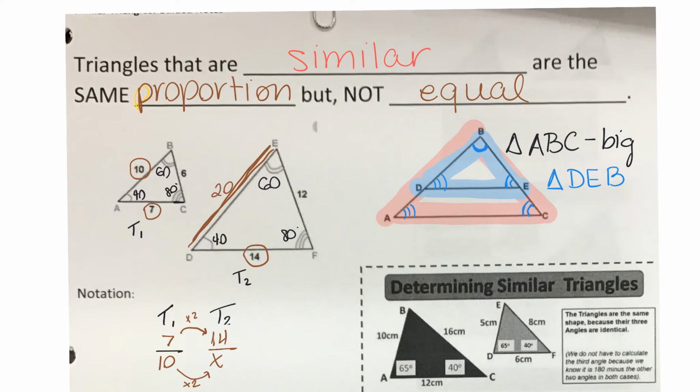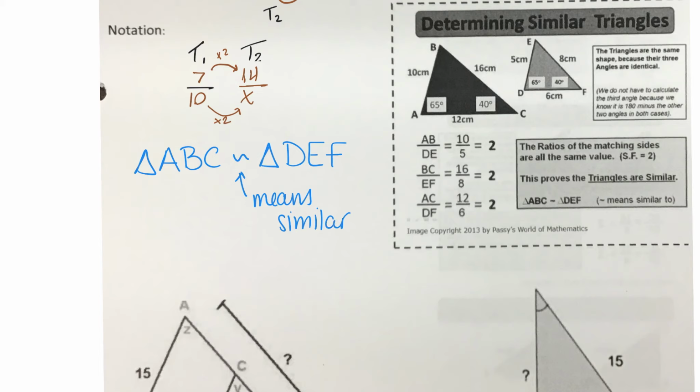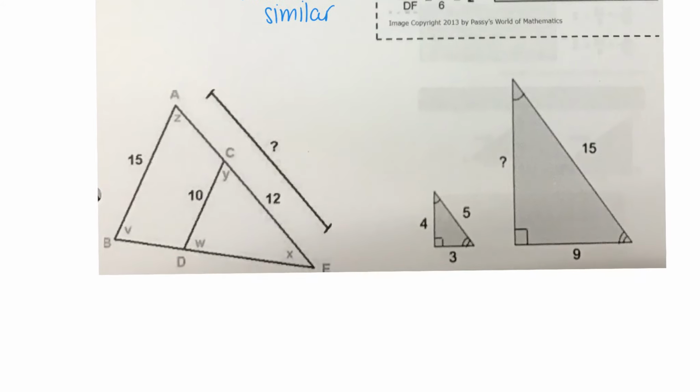Okay, so we need a way to write that, and the way we show that is we would say triangle ABC, with one squiggle line, is similar to triangle DEF, or whatever it is we're doing. This squiggle means similar. We don't use an equal sign there because they're not equal. They're similar. They have the same angles and proportional sides. So let's see what this looks like. Let's do some practice down here.